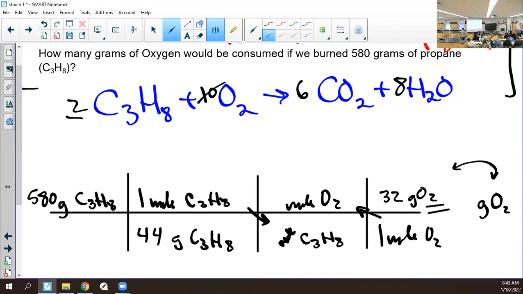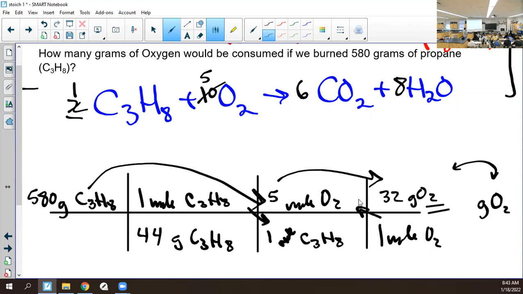I'm going to reduce this to 1 and 5. You all right with that? So I have a 5 in front of O2. If you put a 10, don't erase because your calculator took care of it anyway. And a 1 C3H8. And then I'm ready to go. 580 times 5 times 32. That's a big number. Then I'm going to divide all of that by 44.